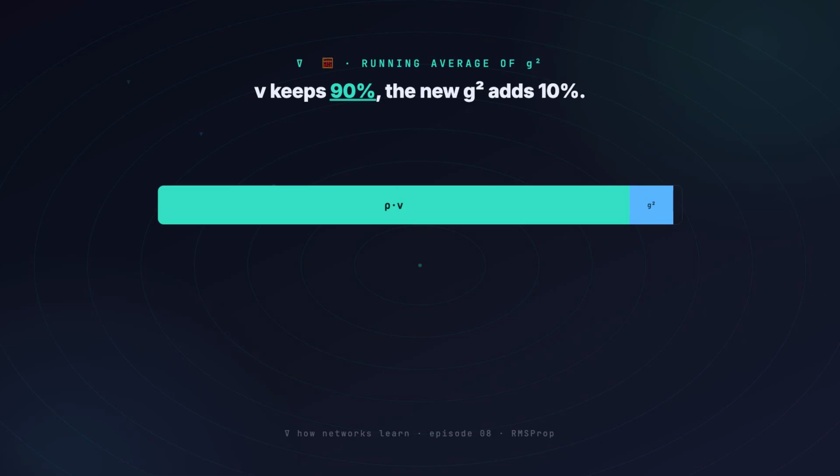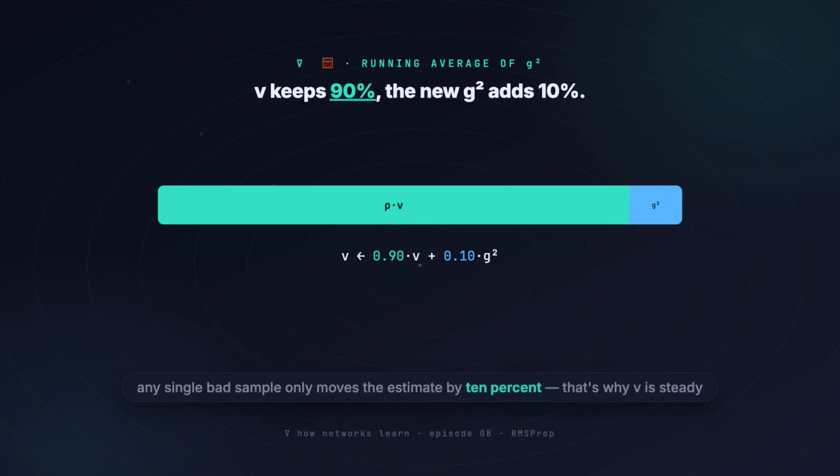V is a slow, stable estimate of how big g squared is around here. It can't lurch on one bad sample, because any single g squared only ever moves it by 10%. That stability is the entire point. It's what makes the per parameter step size trustworthy instead of jittery.